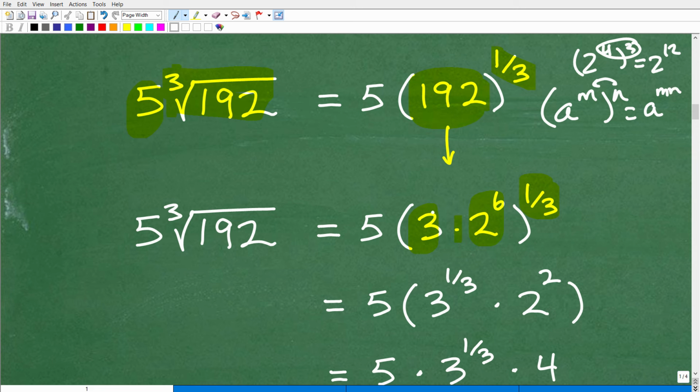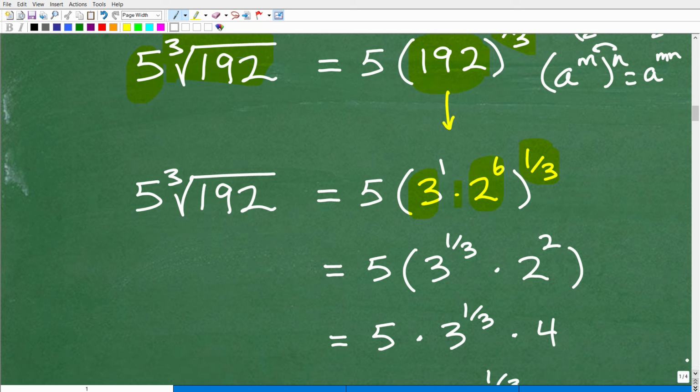So we're going to take this 1/3 and multiply it by 3. But what is the power of 3 up there? Well, it's just 1. 3 to the 1st is the same thing as 3, but let's just put a little exponent up there so we're not lost. So we're going to distribute the 1/3 times the 1 and the 1/3 times the 6. 1 times 1/3 is, of course, 1/3. So when I multiply that 1/3 times this power, I get 3 to the 1/3.